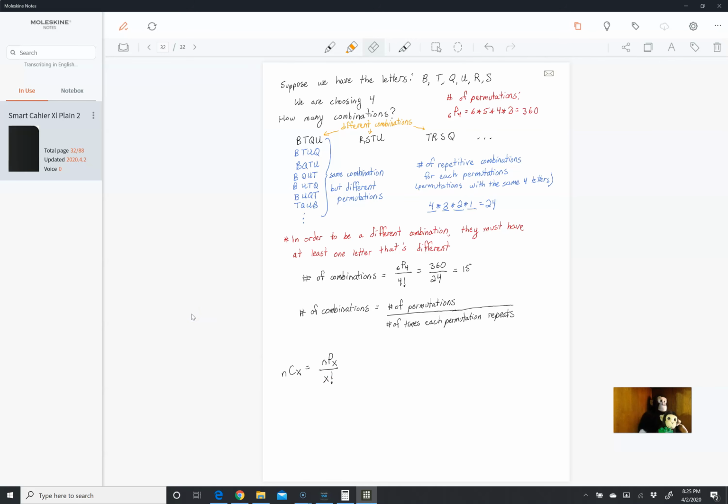And then if we break this down even further, we know that NPX is N factorial over N minus X factorial. And then this is just times X factorial. So I'm not going to get into the algebra of this, but this X factorial can go in the same denominator as the N minus X factorial. This is the same thing as doing NPX times 1 over X factorial. So the NPX is N factorial over N minus X factorial. This is the NPX part.